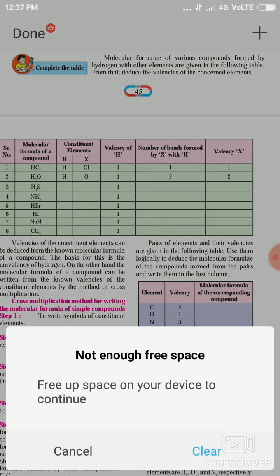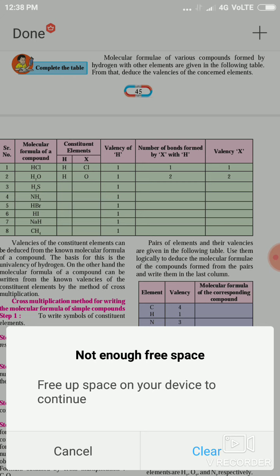HCl: in this, 2 constituents are there, hydrogen and chlorine, and the valency of hydrogen is 1, while the valency of chlorine is also 1 because its atomic number is 17. So 2 electrons will be there in the first orbit, 8 electrons in the second orbit, and 7 electrons in the last orbit. So it has a valency of 1 electron, which will be fulfilled by hydrogen because hydrogen has valency 1.